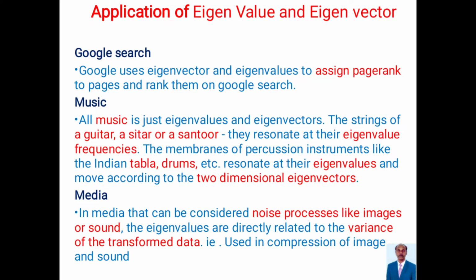In media, this can be considered as noise processing, like image or sound. The eigenvalues are directly related to the variance of the transformed data, which is used in compression of image and sound. So in that area, eigenvalues and eigenvectors are used to compress the image or sound.